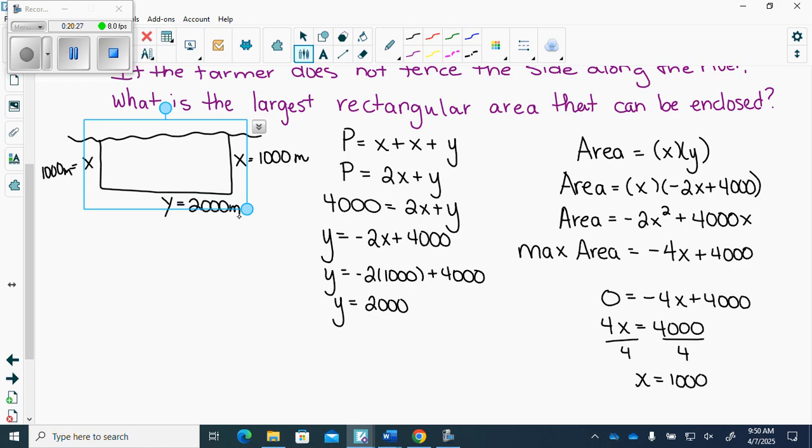So how do we get area? It equals 1,000 meters times 2,000 meters. So area equals 2 million, because you have 3 and 3 zeros. When you multiply, you just keep the zeros. So the max area is 2 million meters squared.